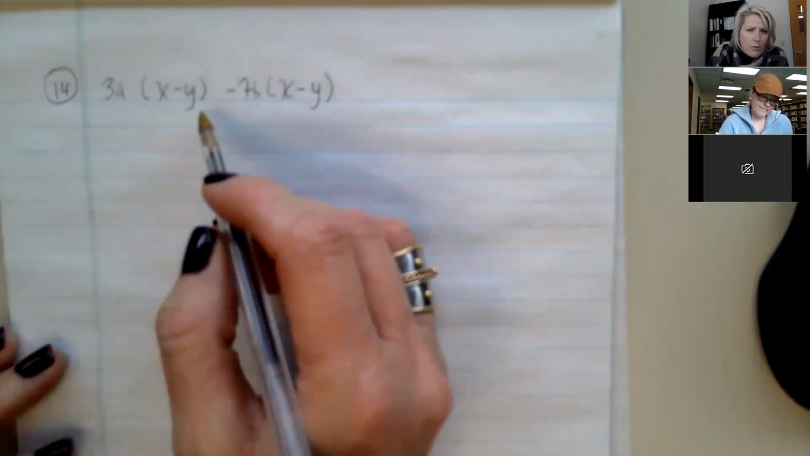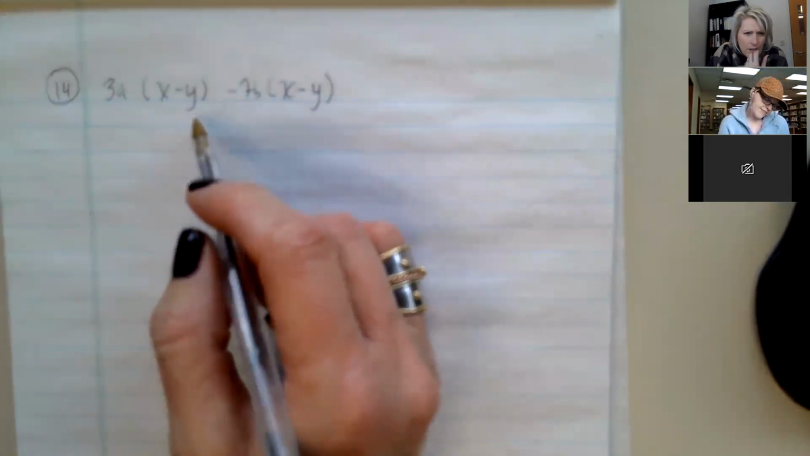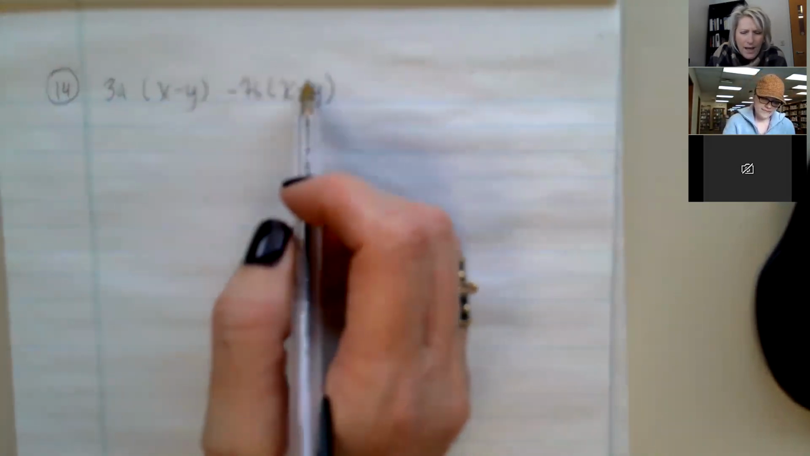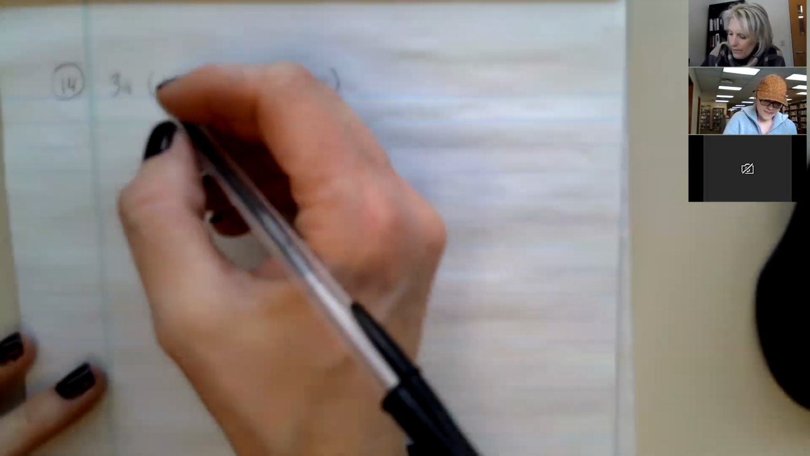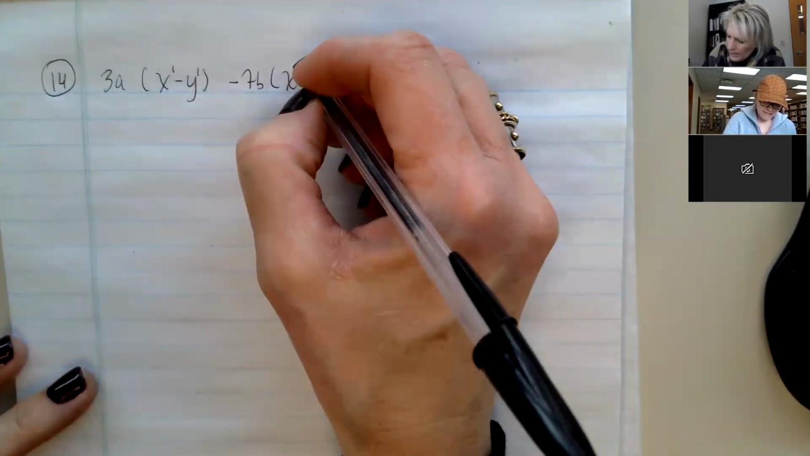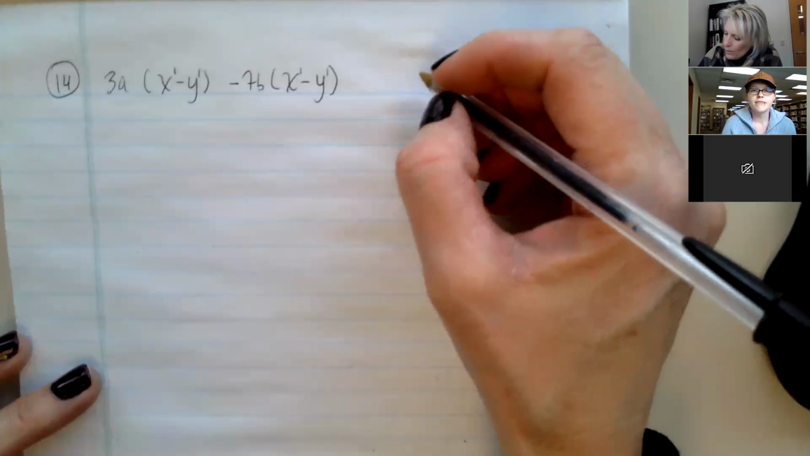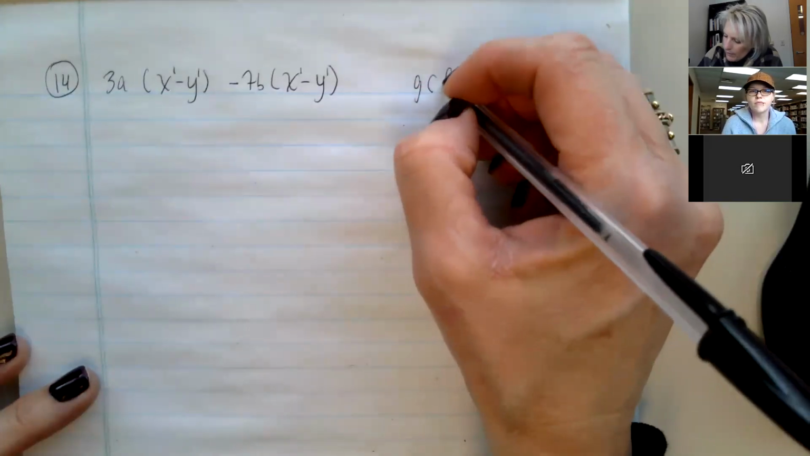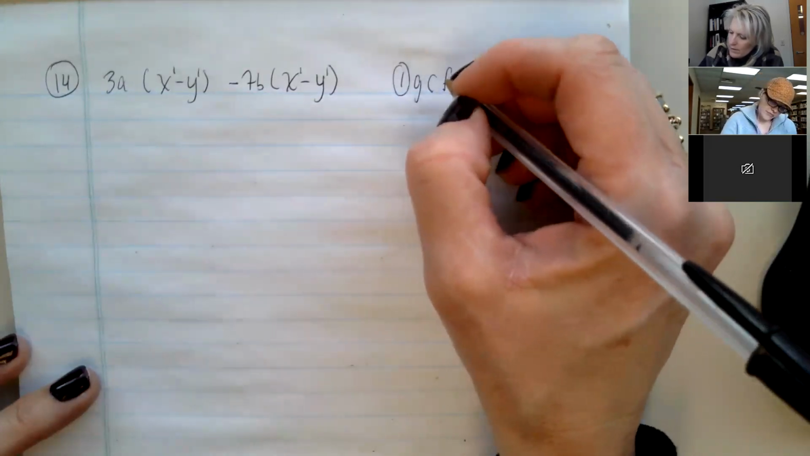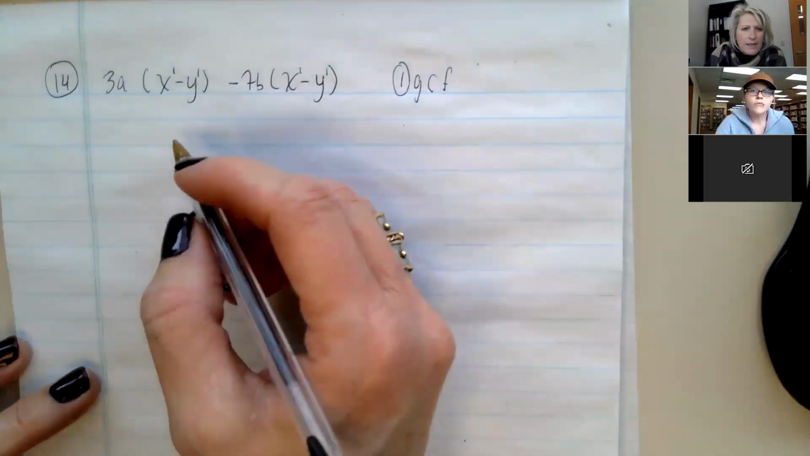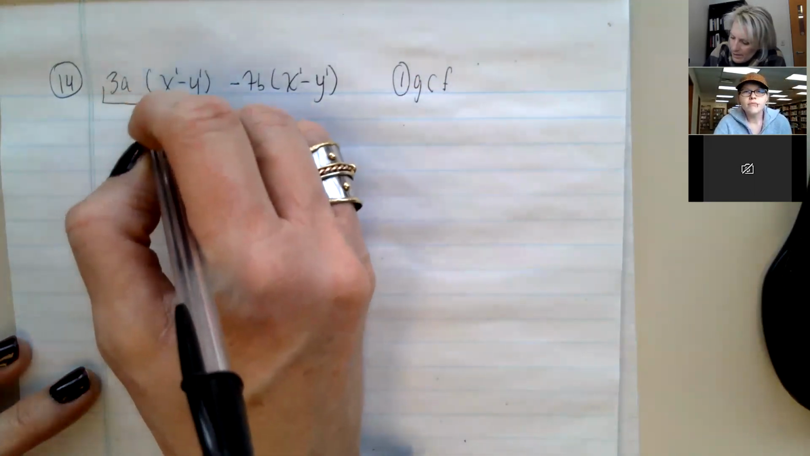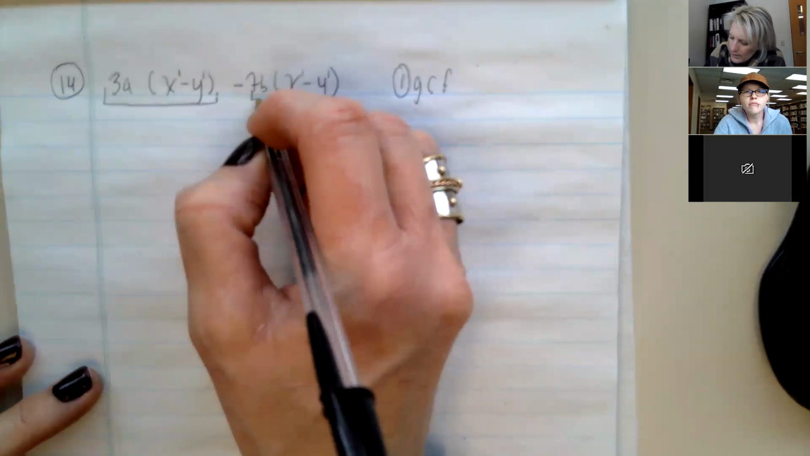On 14, we are looking at this going, X and Y have only a 1 on them. So why can we not just be done? But I always look to see for my greatest common factor. And these are my terms that are being separated.